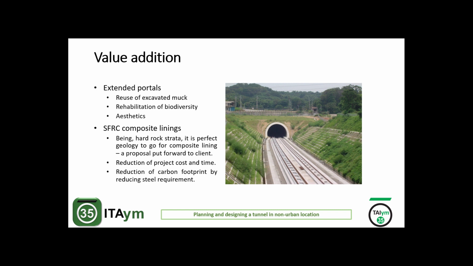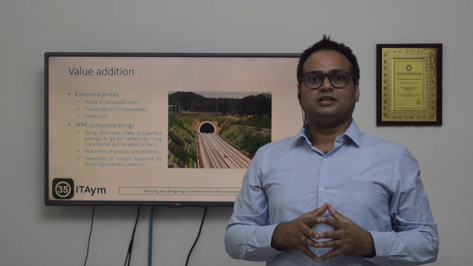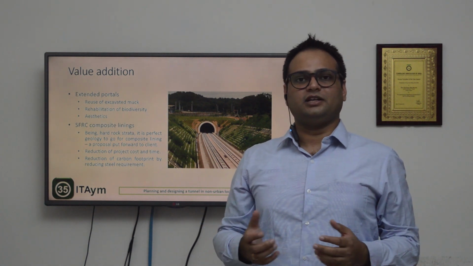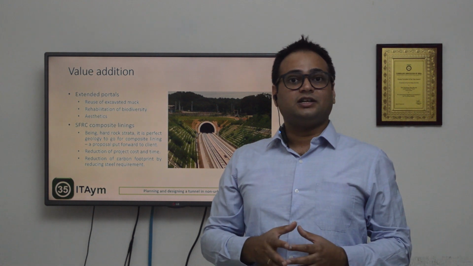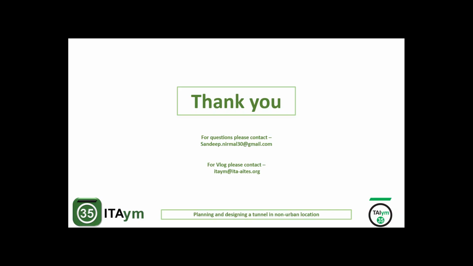Second is, since the rock is very competent, and we have seen that at places we do not even need permanent lining, we have proposed that we could do a composite lining, so that when we do the primary lining, we can utilize it as a secondary and as a permanent structure later on.